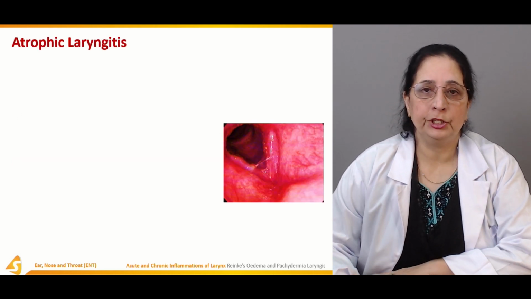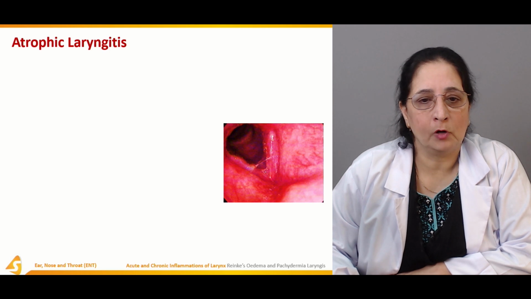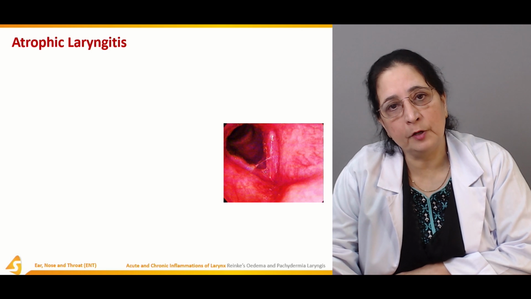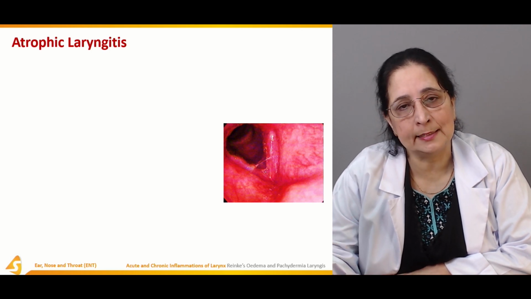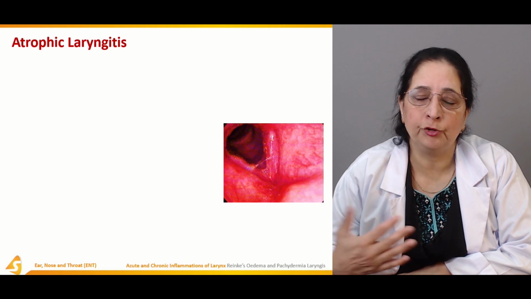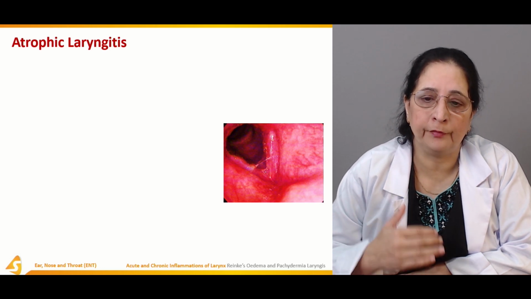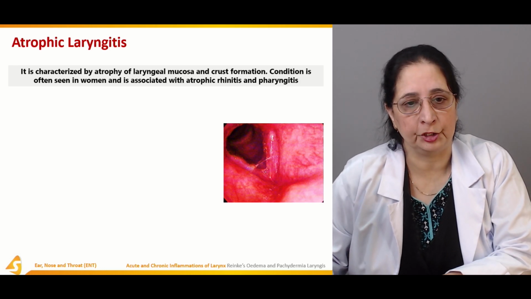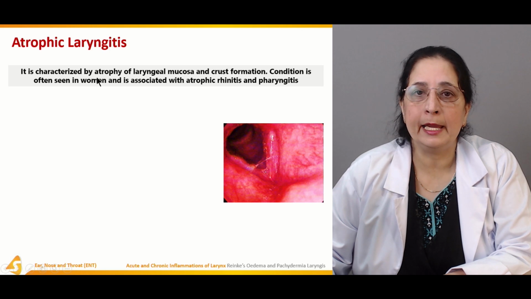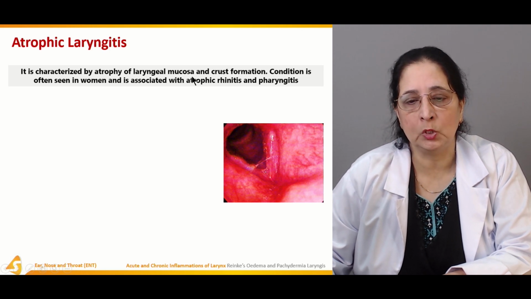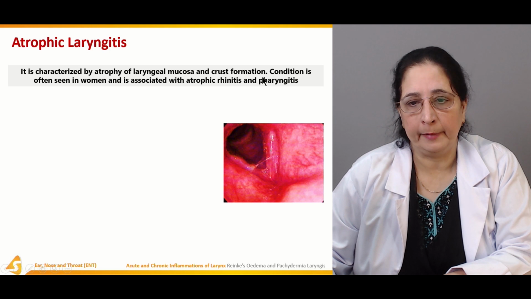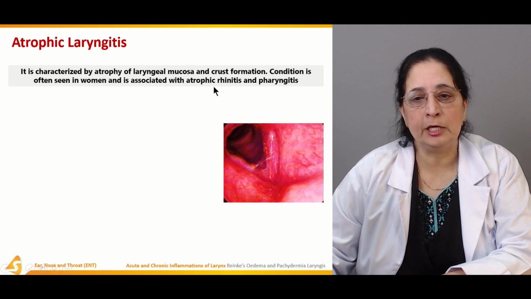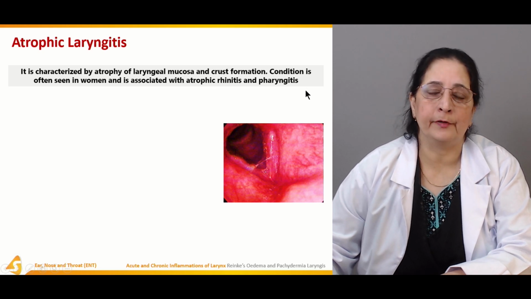Then the third condition in this section is atrophic laryngitis. Atrophy is opposite to hypertrophy. Hypertrophy is excessive proliferation. In atrophy, there is a decrease in size or less proliferation. It is characterized by atrophy of the laryngeal mucosa and crust formation. The condition is seen in women and associated with atrophic rhinitis and pharyngitis.